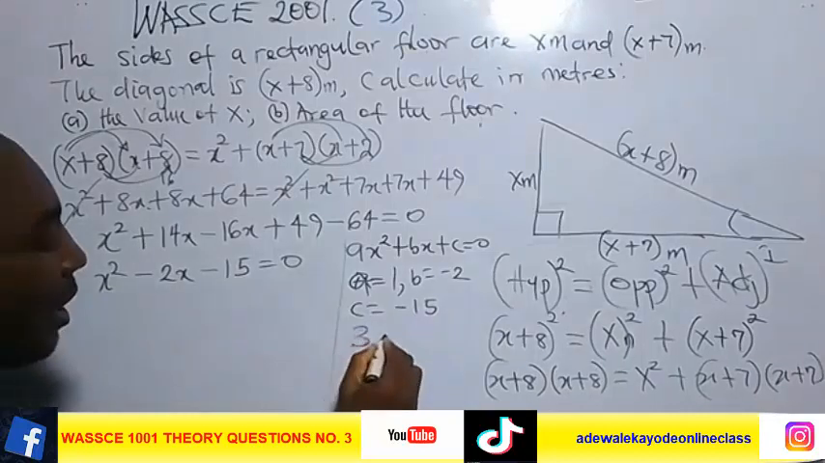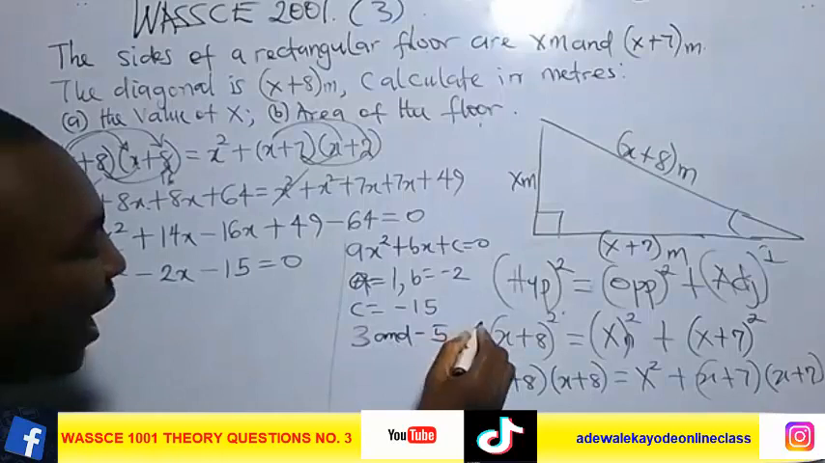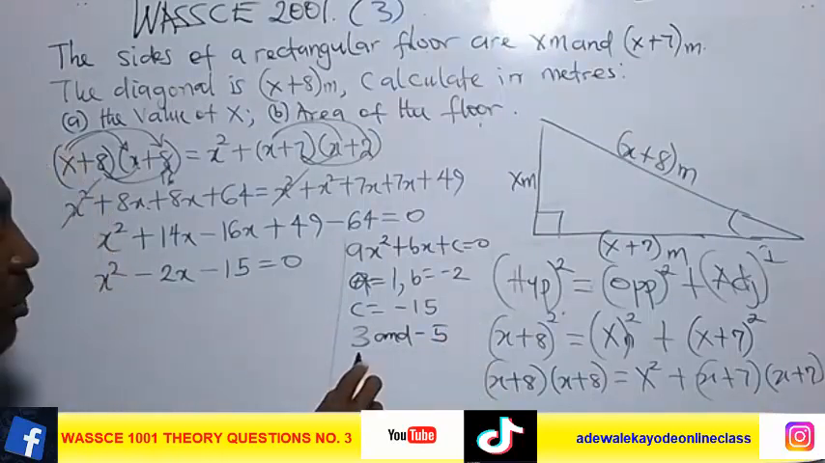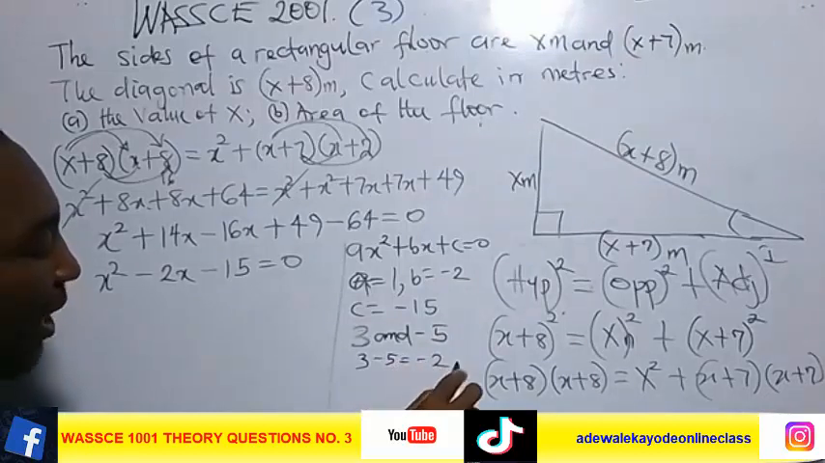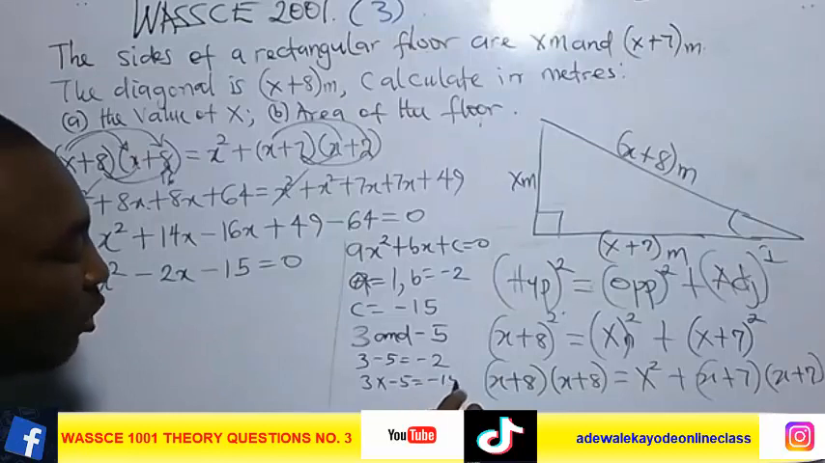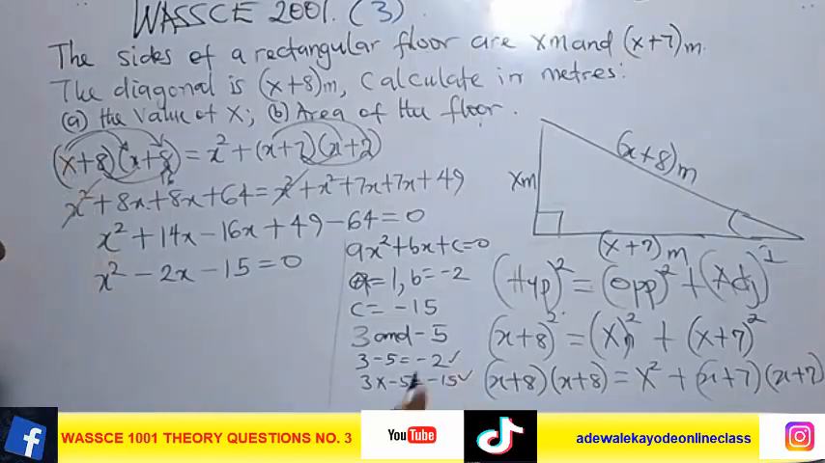So what are the two? Say 3 and minus 5. So it means when you say 3 minus 5, that will give us minus 2. And 3 multiplied by minus 5, that will give us minus what? 15. So that means it satisfies the two conditions. So we can now bring this in.